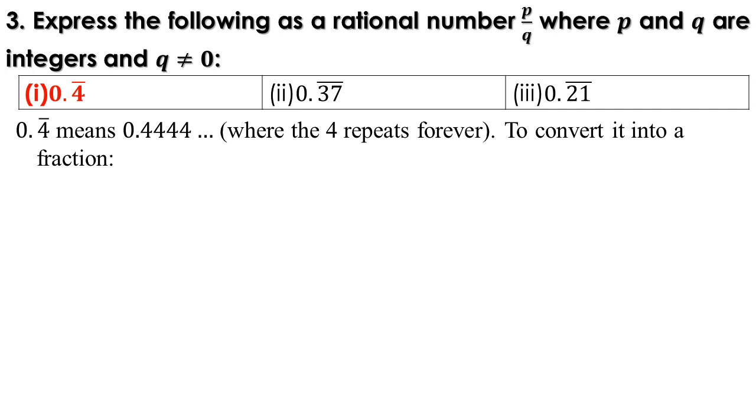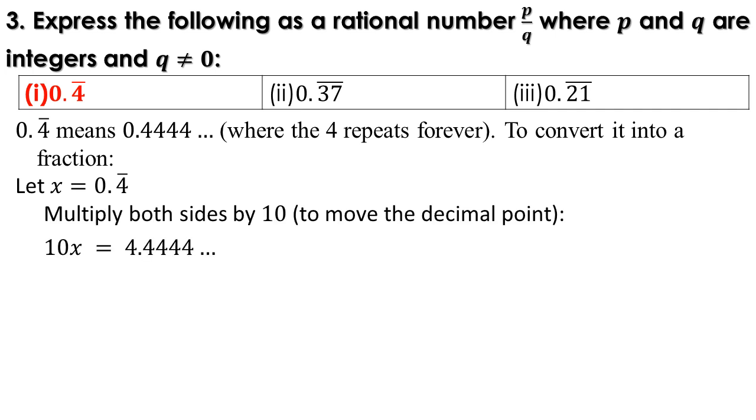0.4444 and so on. To turn this into a fraction, let's call this number x. So, x equals 0.4 repeating. Now, to get rid of the repeating decimal, multiply both sides by 10. This shifts the decimal point to the right. So, 10x equals 4.4444 and so on.